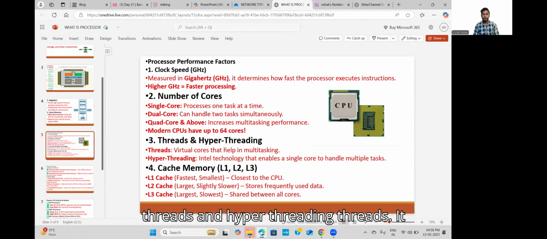And threads and hyperthreading. Threads are virtual cores that help in multitasking, and hyperthreading is Intel technology that enables a single core to handle multiple tasks. And cache memory: L1 cache is the fastest and smallest, closest to the CPU. L2 cache is larger, slightly slower, and stores frequently used data. L3 cache is the largest, slowest, and shared between all cores.